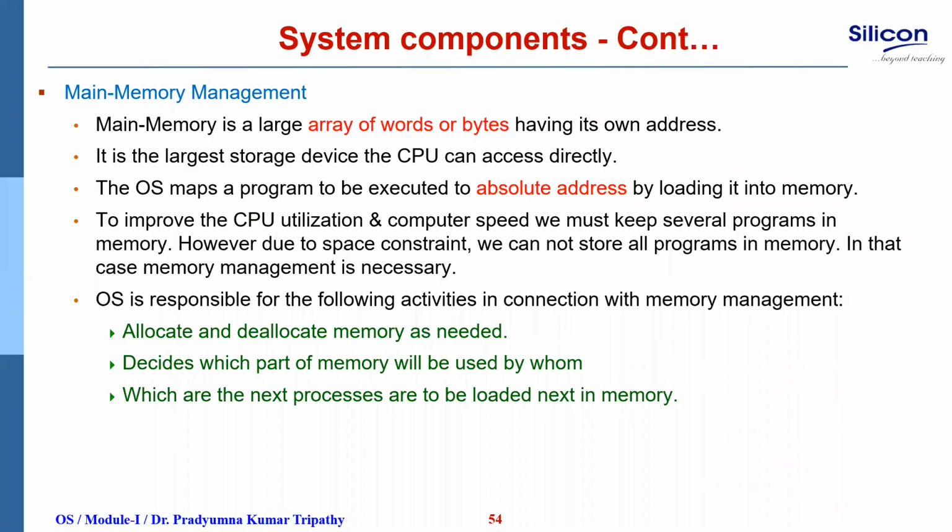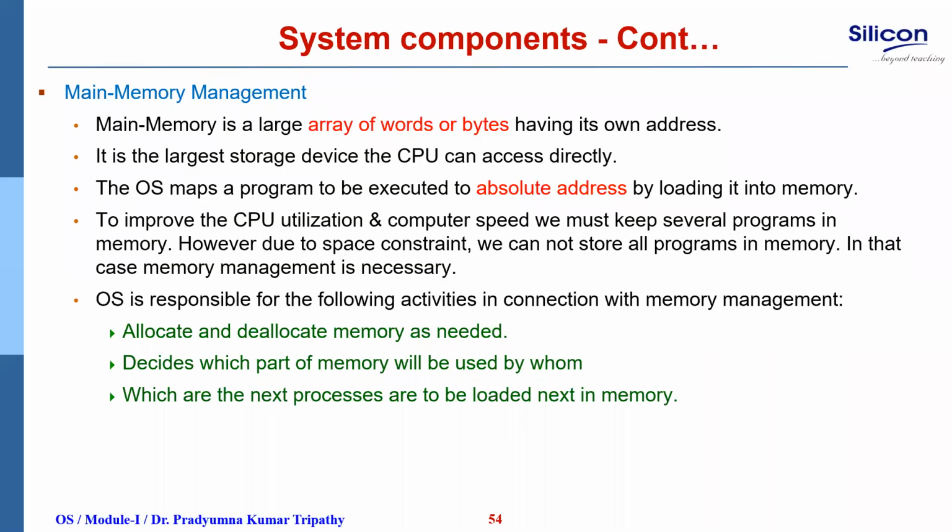Each of these bytes or words has its own address. Whenever you store some value, it has some address. If you store a file, it has an address. If you store an integer, it has an address. So every object that you store has an address. It is the largest storage device the CPU can access directly. Now you may say the hard disk is there, but over here it says the storage device the CPU can access directly.